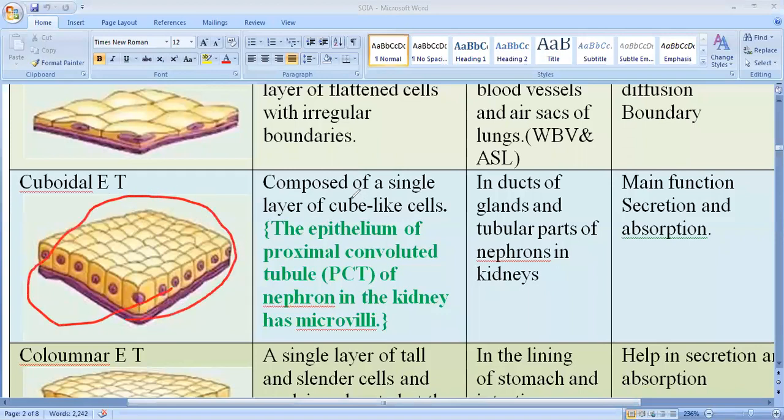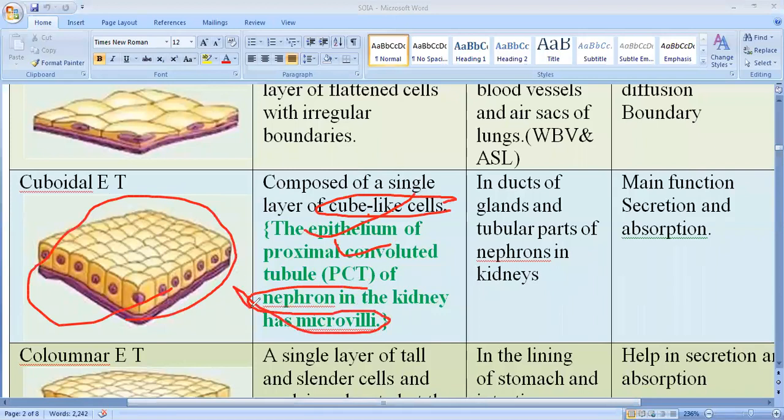Okay, and this is composed of a single layer, because this is the simple epithelium, so this is a single layer of cube-like cells. If you see, there is the 3D structure, cube-like cells, and their location, if you see, is the epithelium of the PCT of the nephron in the kidney, which has microvilli.